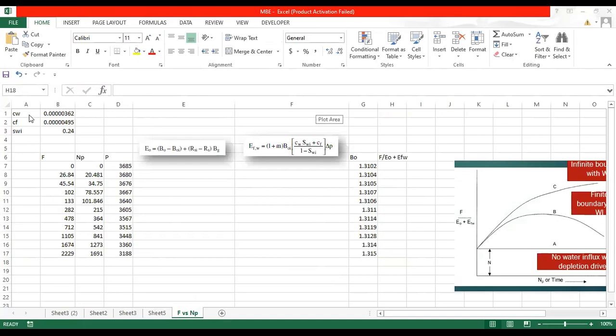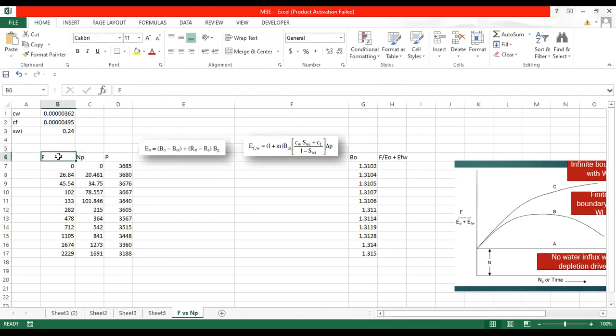So I have kept the data for Cw here. This is nothing but 3.62 into 10 power minus 6. When you equate this, you will get the value like this. And Cf also, we got it as 4.95 into 10 power minus 6. That value also, you equate it. The same data I showed you in the presentation, 24% can be written as 0.24. And Rs values I haven't taken here since we don't have much usage of Rs at present. I will tell you the reason.